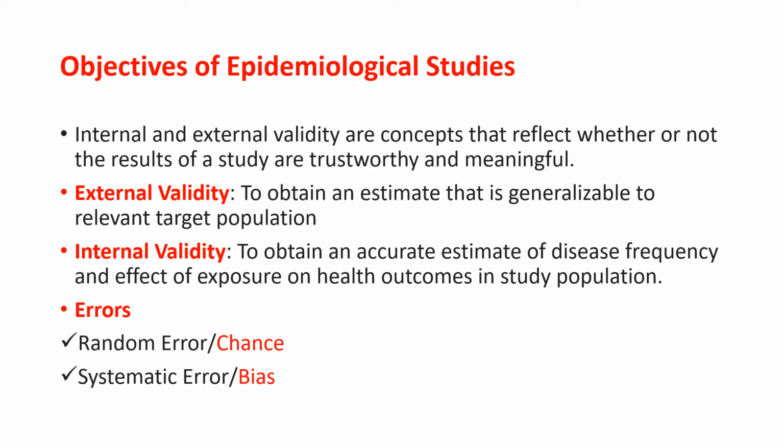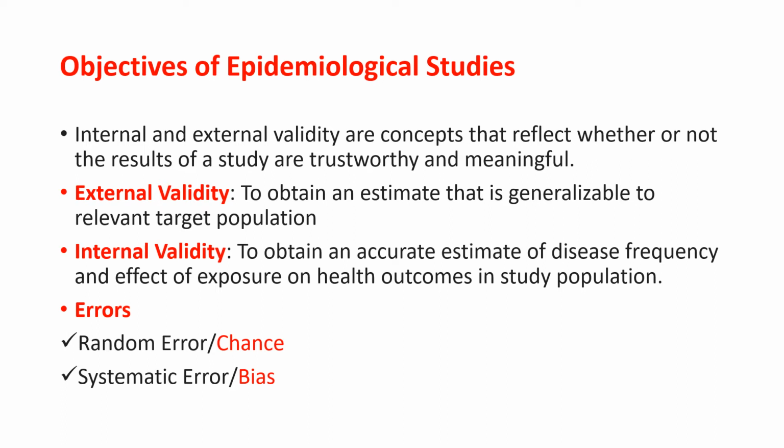Now again, these errors can be basically of two types. One is the random error, which we call chance. And then there is the systematic error, which is called the bias. The random error is such an error which can be associated with any of the study population members, be it the case, be it the control. Everybody stands an equal chance of getting into the error.